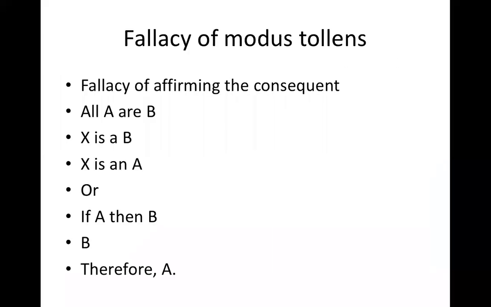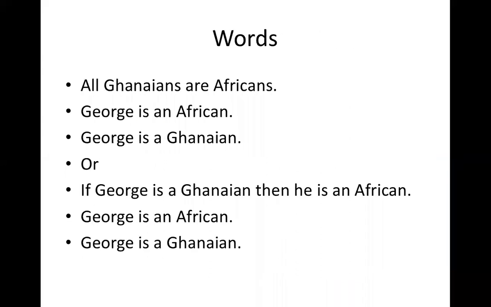Now let's look at this. The fallacy of affirming the consequent. All A are B, X is a B, therefore X is an A. Or if A, then B, B, therefore A. Now let's look at this. All Ghanaians are Africans. George is an African, therefore George is a Ghanaian. Is this a valid argument? No, sir. The premises do not make the conclusion necessary, and the conclusion does not follow with certainty.